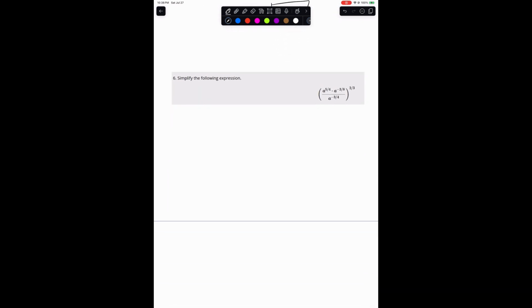And number 6, we're going to solve for this fraction first. Okay. So a to the 5/4 times a to the negative 3/8 over a to the negative 3/4. Now we're going to use exponent laws, and we're going to bring this to the numerator. So we need to not forget to flip the sign. So a to the 5/4, a to the negative 3/8, and a to the positive 3/4.